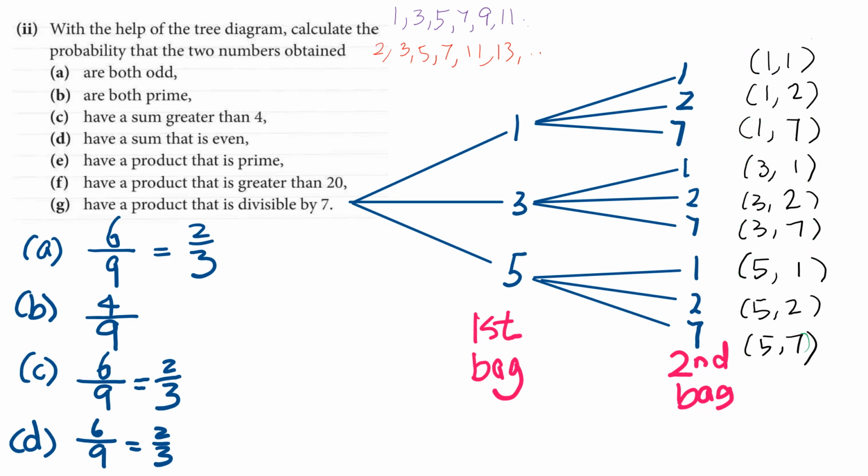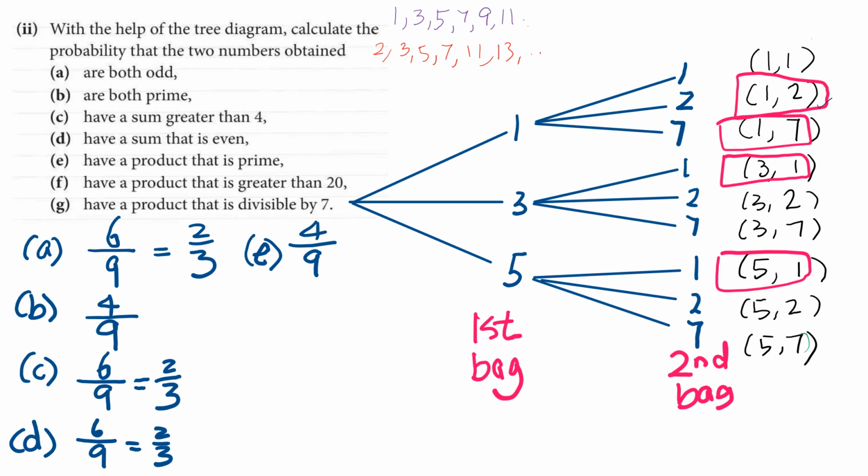Okay, the next one is we need to find part E, a product that is a prime. So we just multiply the two numbers together to get a prime. So of course the first one is not, 1 times 1 is 1, but 1 is not a prime. 1 times 2, yes, that will be a prime number. 1 times 7, yes, that's also a prime number. So the ones that are boxed up will give you a prime number. So there are 4 out of 9 cases.